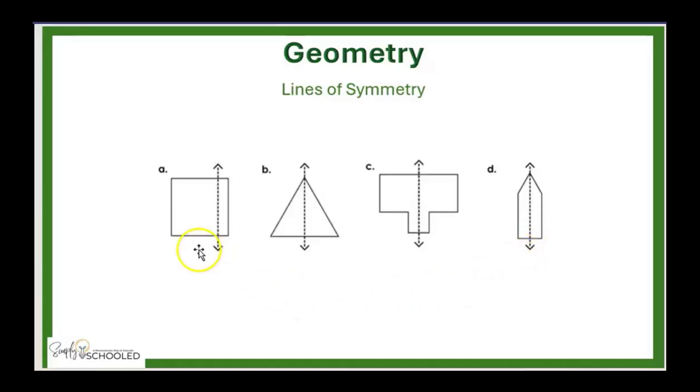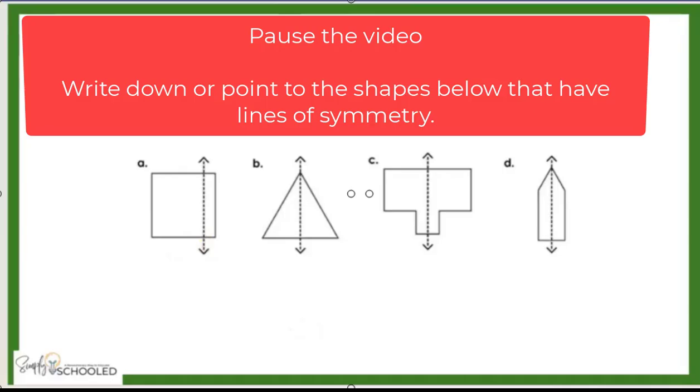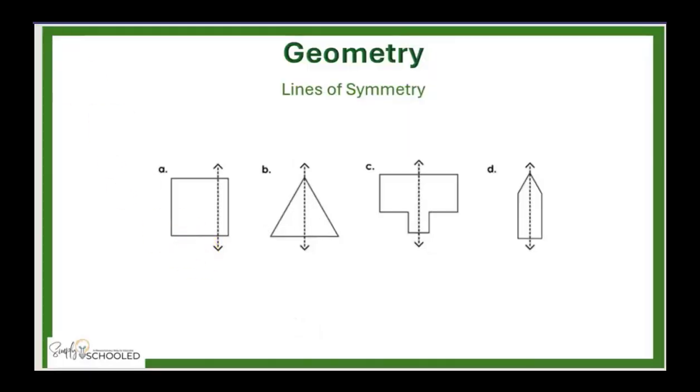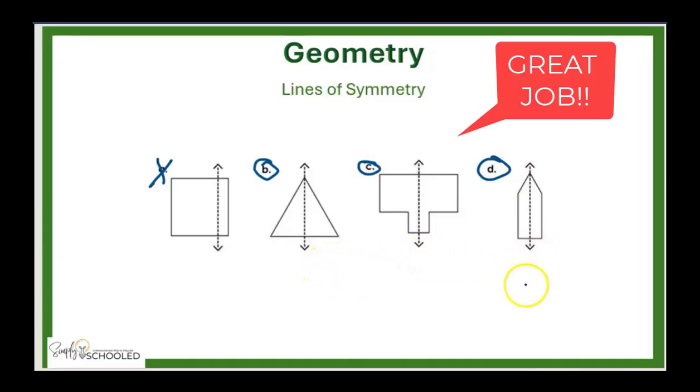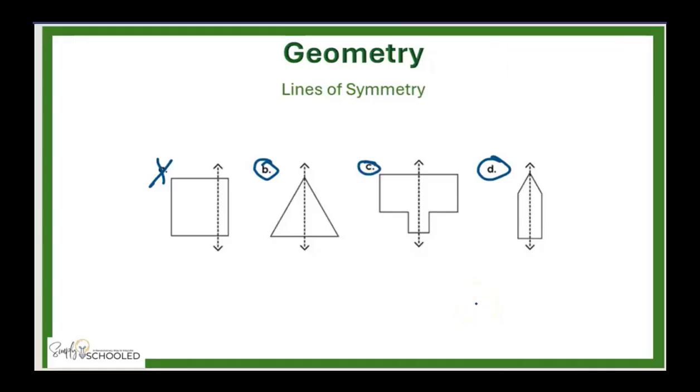Here are some shapes again. A is not a line of symmetry because you can see the sides don't match. B is a line of symmetry, C is a line of symmetry, and so is D. Notice in these three shapes, both sides are exactly the same, and if you would fold them on the line of symmetry, they would match perfectly.